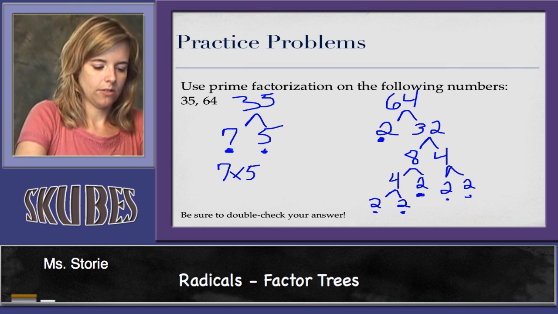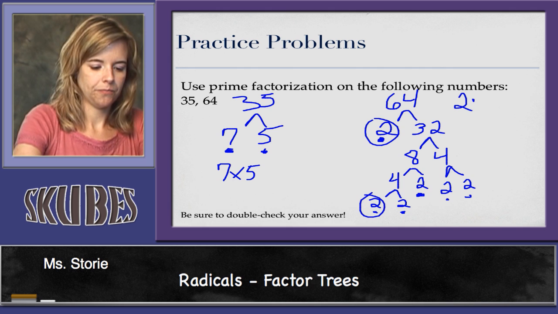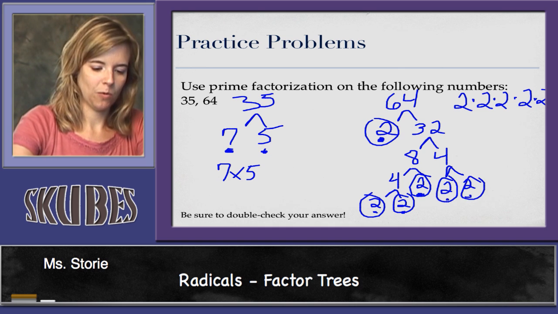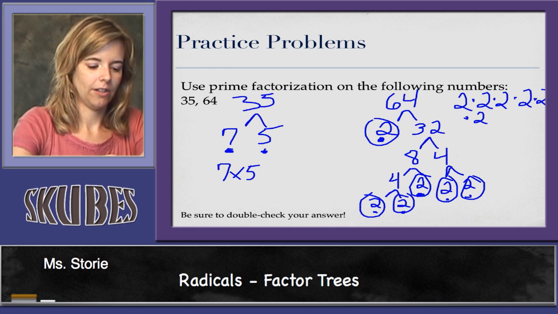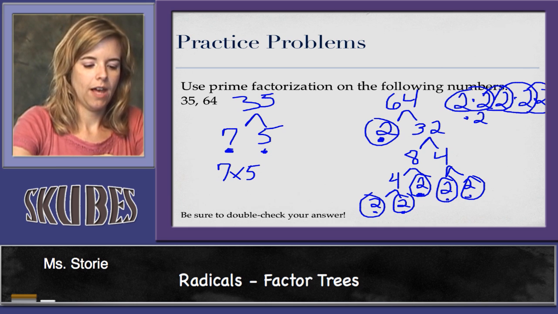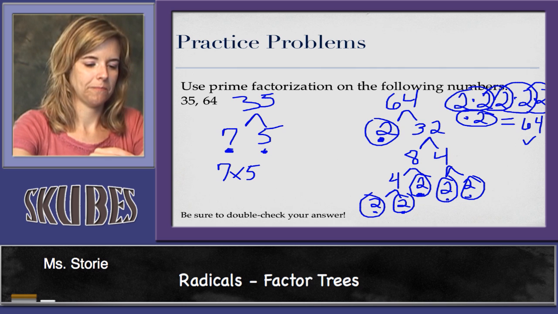So it looks like our answer should be 2 times another 2 times another 2 times another 2, times another 2, and then times one more 2. So we'll put it right there. Now let's see. 2 times 2 is 4. 4 times 2 is 8. 8 times 2 is 16. 16 times 2 is 32. And 32 times 2 is 64. So it worked. We got it correct.